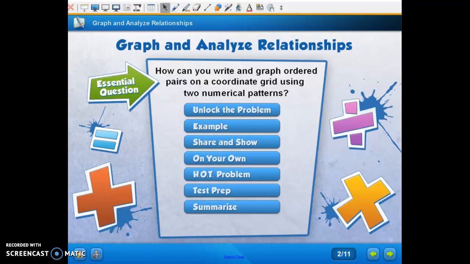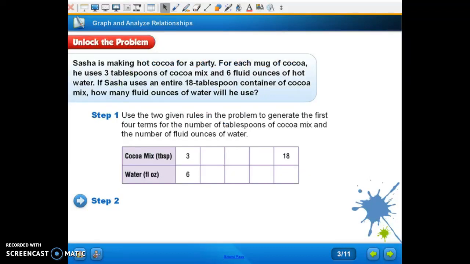All right, we're going to look at lesson 9.7 today. Our essential question is, how can you write and graph ordered pairs on a coordinate grid using two numerical patterns? So yesterday we did numerical patterns where we matched our times, and today we're going to put those on a coordinate grid.